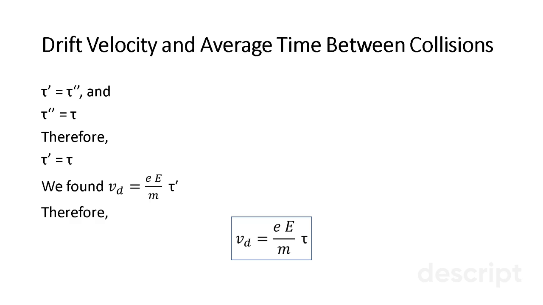We found the expression for drift velocity in terms of tau prime. Since tau prime equals tau, now we have the equation for drift velocity in terms of tau, where tau is the average time interval between two successive collisions of a conduction electron with ions.